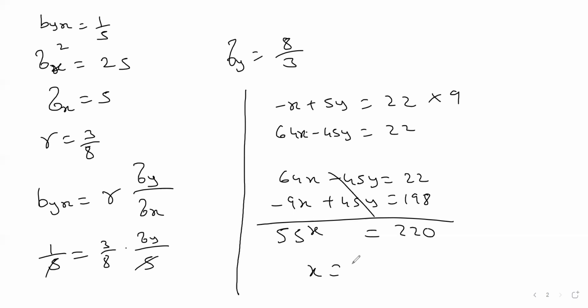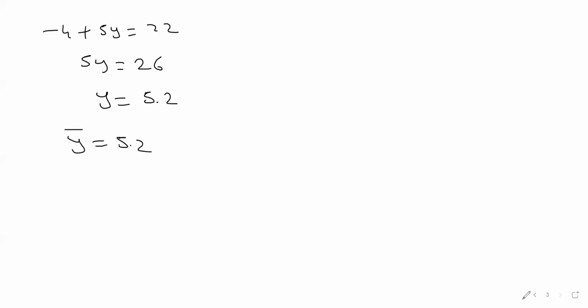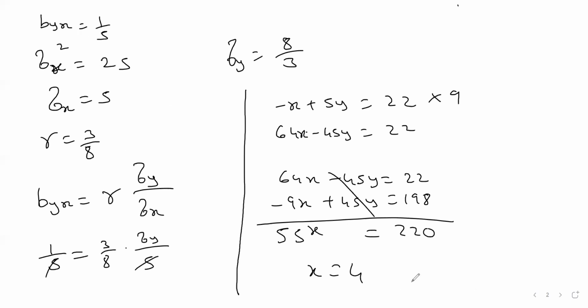I'll put the value of x in any one of the equations. Minus 4 plus 5y is equal to 22. 5y is equal to 22 plus 4. It's 26. So y is 26 by 5, 5.2. So bar y is 5.2. Bar x is 4.